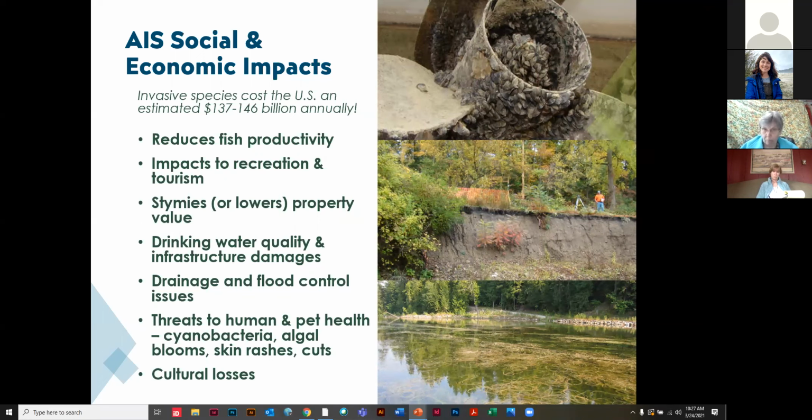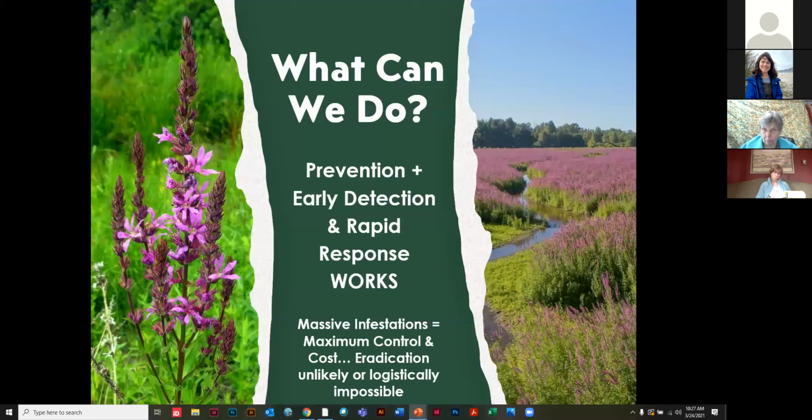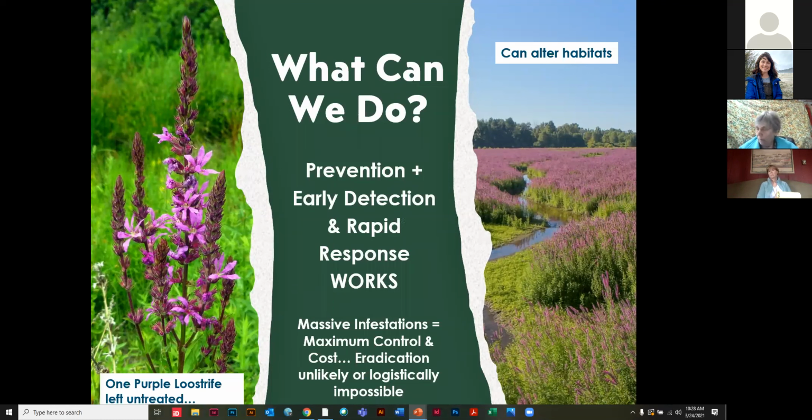So we emphasize prevention as the best medicine. So here's an example of purple loosestrife. From one plant can become many, where it becomes completely infeasible to eradicate this level of infestation here. So we're going to focus on prevention now, and it really does work. It really does work, as does early detection rapid response.